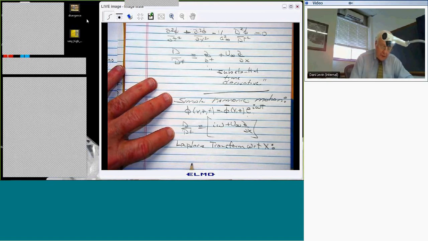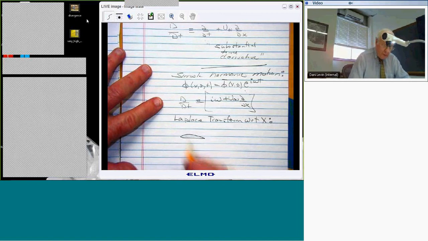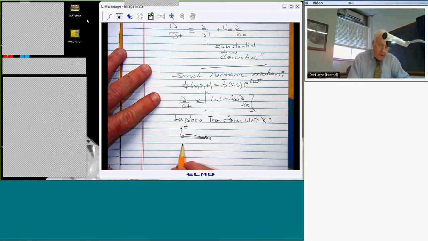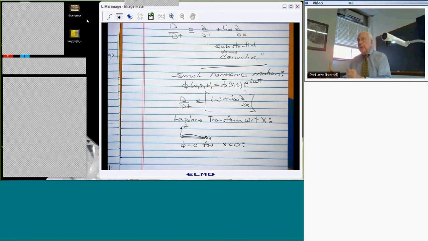Here we are with my body fixed coordinates. Here's x, z, and of course we don't have the y in this case since we're doing 2D flow. I claim that phi is 0 for x less than 0. Remember what x less than 0 is. That's everywhere ahead of the airfoil. The flow field doesn't know the airfoil is coming until it gets there in supersonic flow.